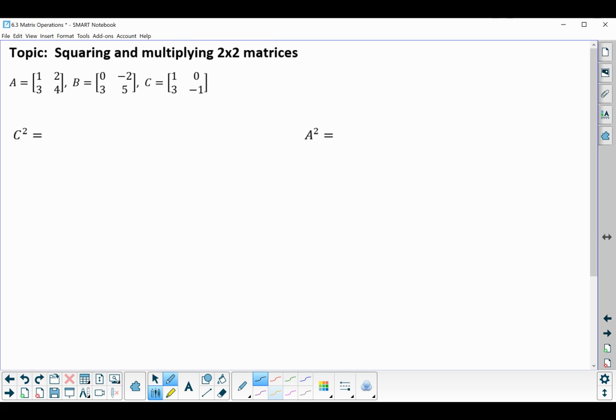Okay, if you want to square a matrix, make sure you don't just square the elements. Squaring means times something by itself. So C squared means C times C.